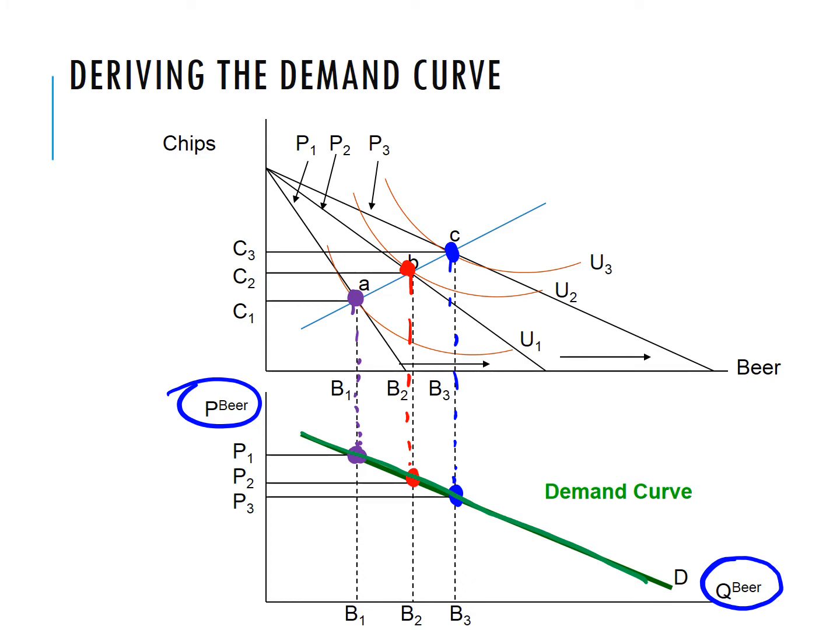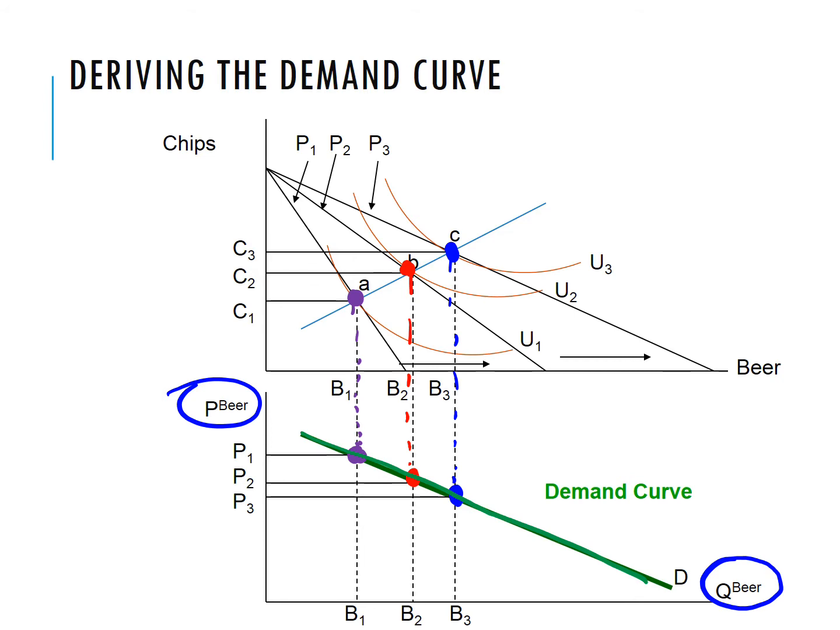Now, it could be a straight line. It's usually not. I've just drawn it that way in this case to keep it simple. So this is an individual person's demand curve for beer. And the only thing left to do is to talk about the market demand curve for beer. So that's really easy to get once we have everyone's individual demand curve.